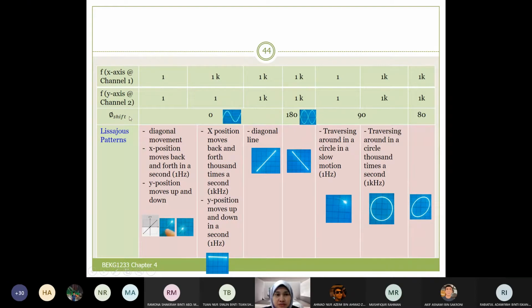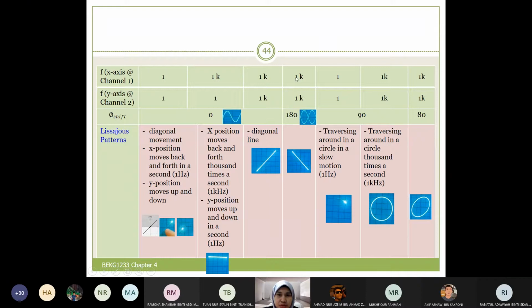If the phase shift between the two waveforms is 180, one sine wave will be positive and the other one will be negative. It will be in the opposite direction because of the 180 phase shift. So the Lissajous pattern will be like this. It is the opposite of this because of 180.